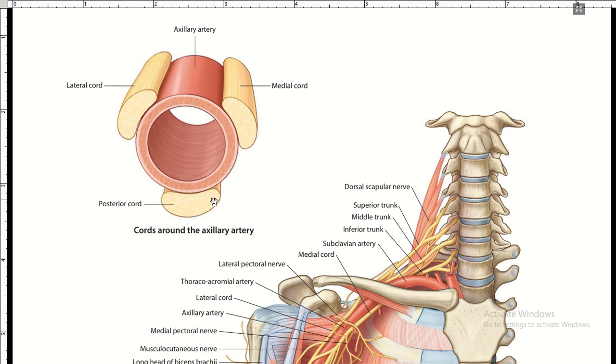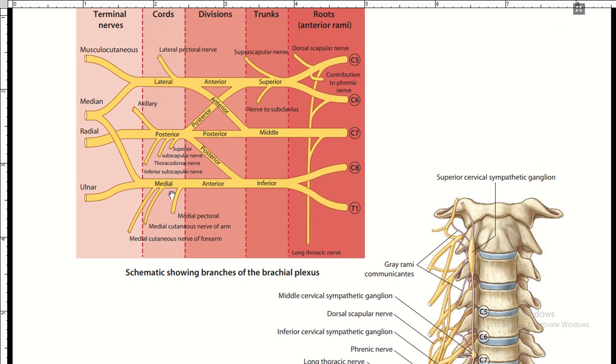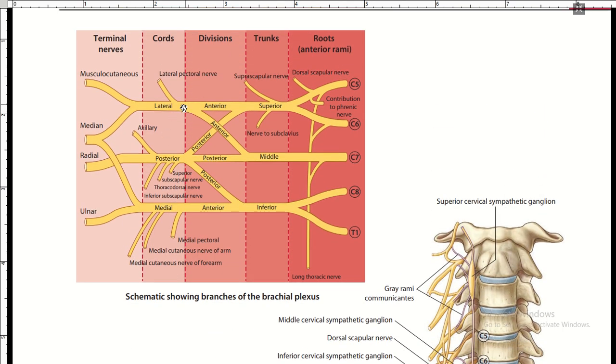So take note of this, the posterior cord is larger than the lateral and the medial cords, because remember, it has been formed by all the posterior divisions of all the trunks. You understand? Good. So, what is given by the lateral cord?